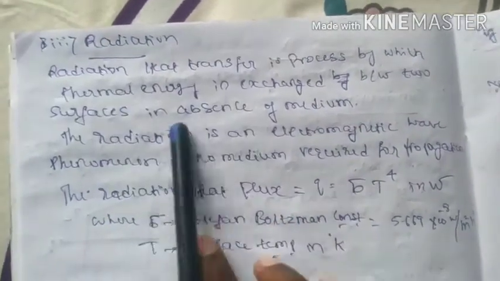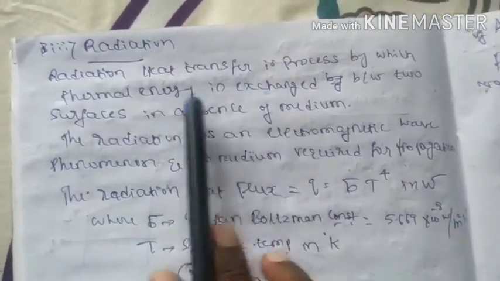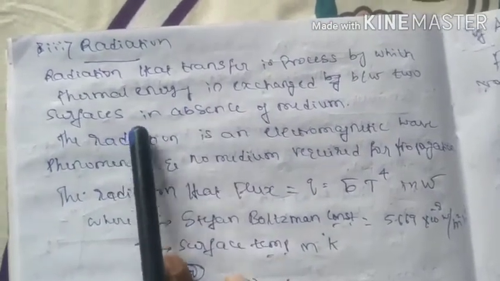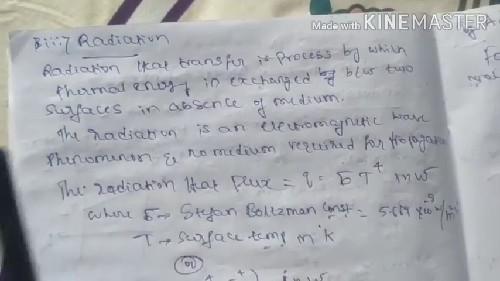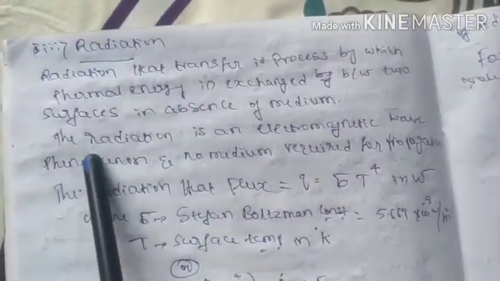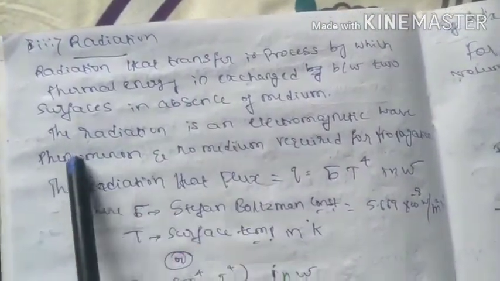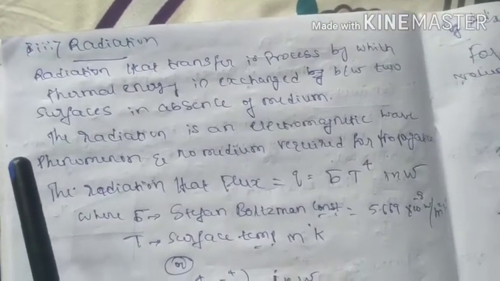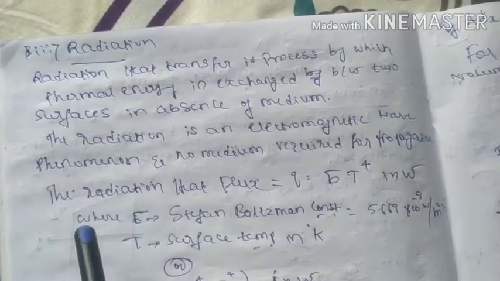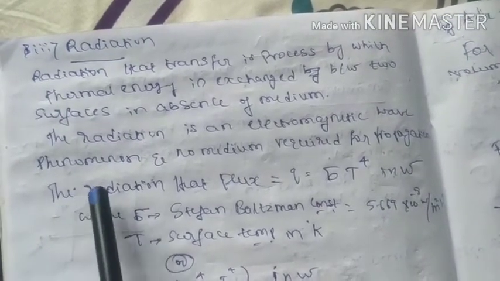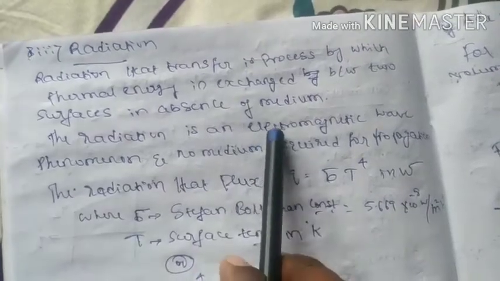Next, the third mode of heat transfer is radiation. In radiation, thermal energy is exchanged between two surfaces in the absence of any medium. Here there is no medium; the energy transfer takes place without any medium. It is due to electromagnetic waves, like from the sun. Through the sun's radiation, energy is transferred to the earth in the form of electromagnetic waves.